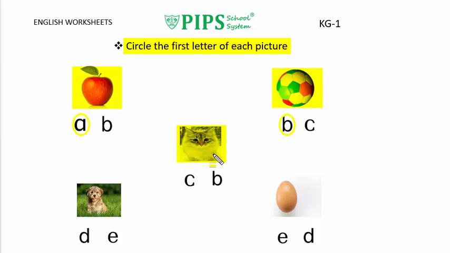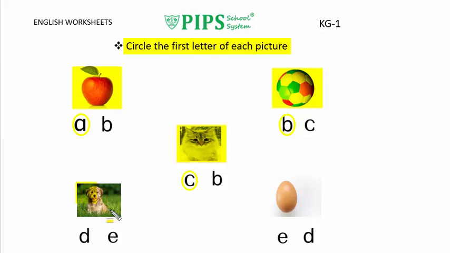The third picture is cat. This is a cat. The initial letter of cat is C. Sounds like K. K. Cat. Now we will circle the letter C.